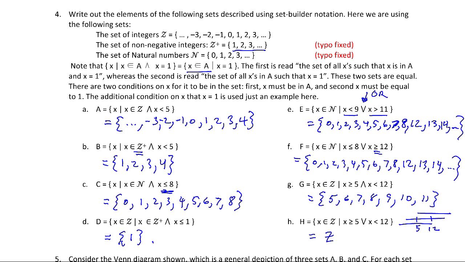Okay, one of those two conditions will be true for every integer. For the very small ones, it's the less than 12 that's true. For those in between 5 and 12, they're both true. And for 12 on up, it's the x greater than or equal to 5 that's true. So all integers satisfy this, and we have Z for the answer. Okay, hope this video helps on this problem.